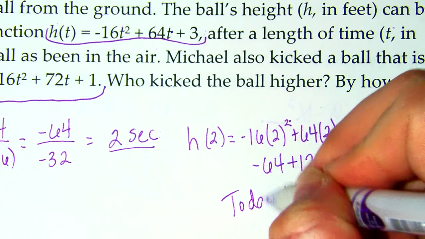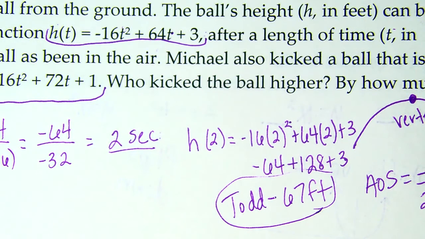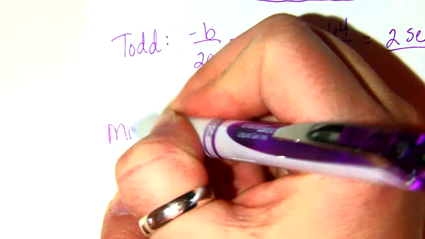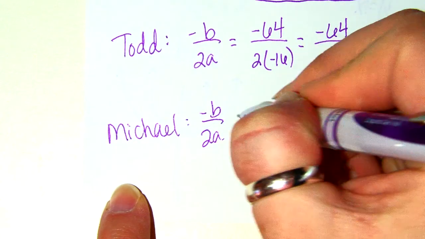Okay, so this is Todd. Now we need to do the same exact thing for Michael. Are we good with that before we do Michael's? Okay. So Michael, same formula. Negative b over 2a.